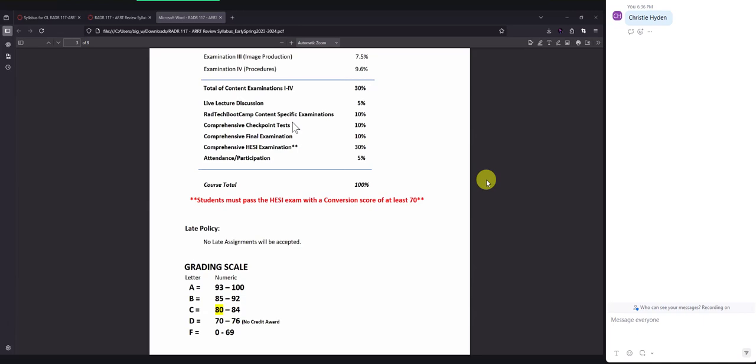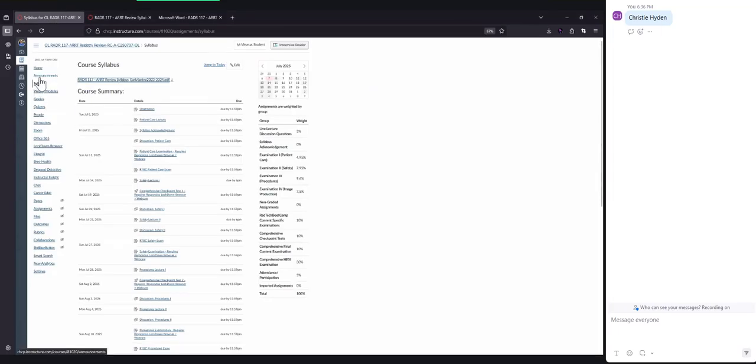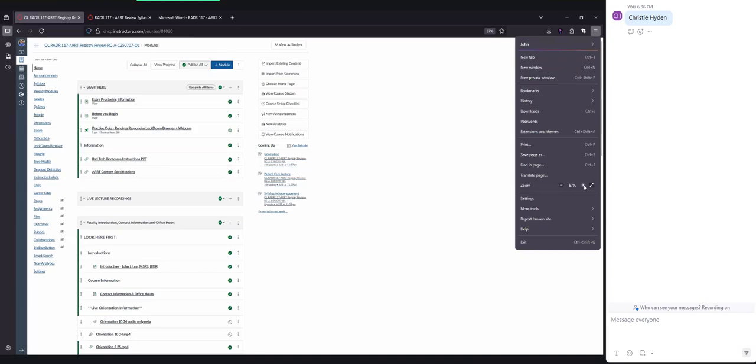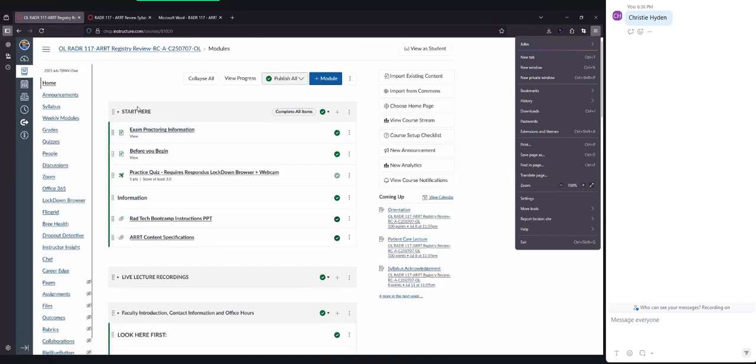Specific examinations, you'll construct those on Canvas in the home tab. Let me see if I can make that a little bit bigger for y'all. Looks a little bit too small for me. On the start here, make sure you go through all of these sections, especially this practice quiz.